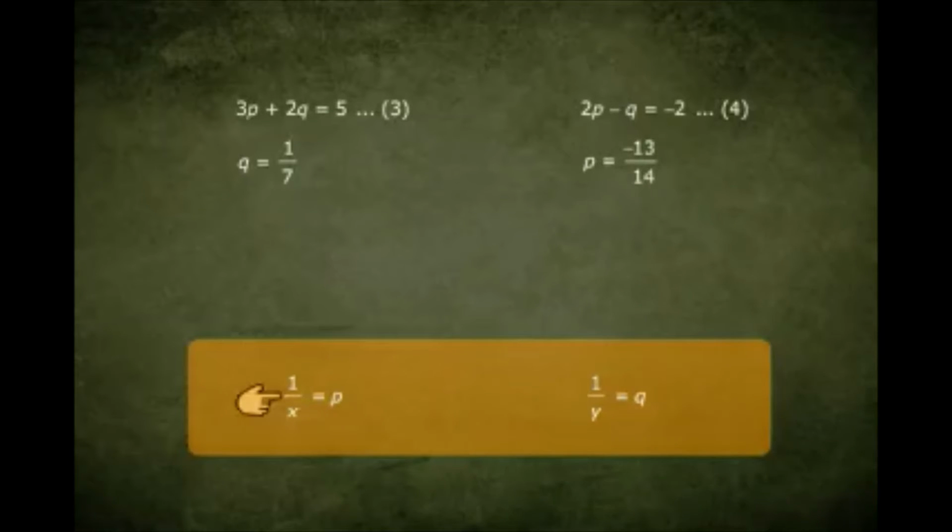So what is the value of x? That's simple, 1 by p, or the reciprocal of minus 13 by 14, which is minus 14 by 13, right? Similarly, the value of y is 1 by q, or 1 over 1 by 7, or simply 7. So we now have our answer as x equals minus 14 by 13 and y equals 7. The trick here is just to reduce these equations to linear equations, and then you will find no problem.